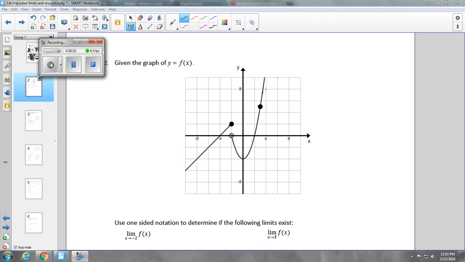Okay, video number 2. So we're just going to carry on and do the same things. We're looking for those 3 stipulations that have to be true for it to be a continuous graph.